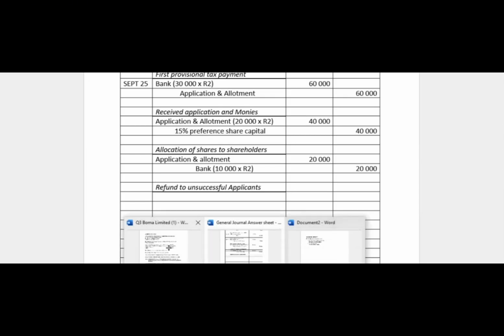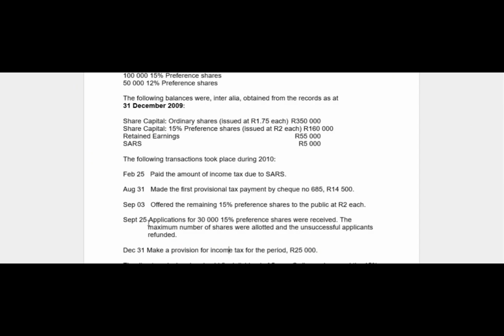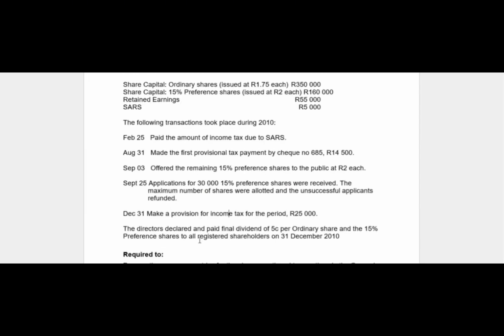Remember, always, no matter how the transaction comes, like here they say that you offered, then they applied after. But you cannot allocate before they apply, because who are you allocating to? So keep in mind that when you allocate, make sure you have recorded the application. You get the application, then you offer or allocate, and then you refund if there is a need for a refund. So we are done with that transaction, and let's go to the next transaction.